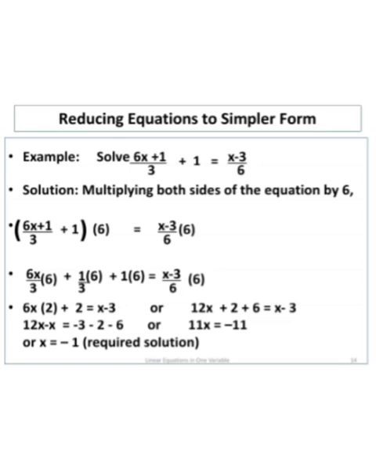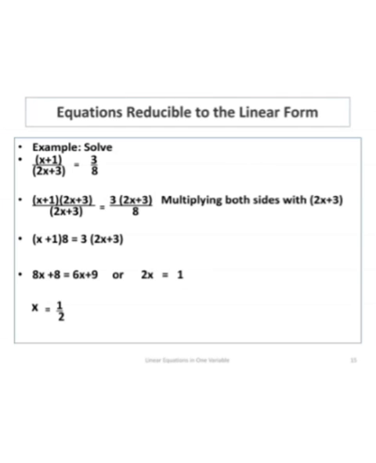So here we are getting the equation which is 6x into 2 plus 2 is equal to x minus 3, or 12x plus 2 plus 6 is equal to x minus 3, which is giving us 11x is equal to minus 11, and our solution is x is equal to minus 1.